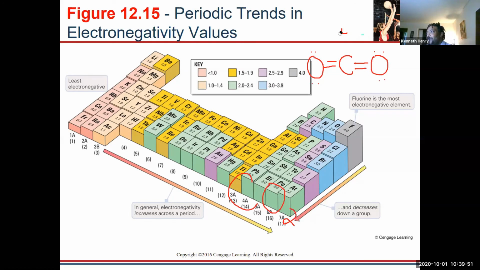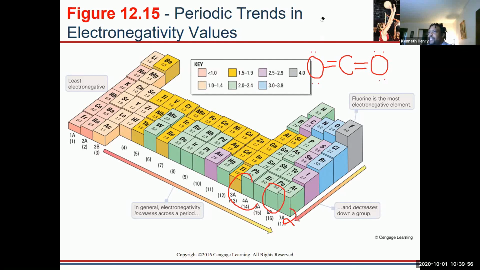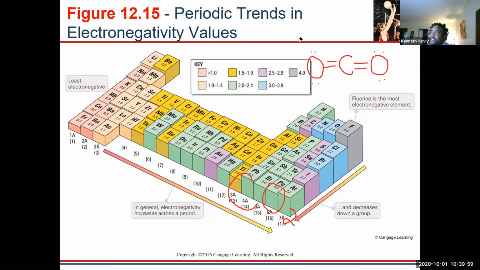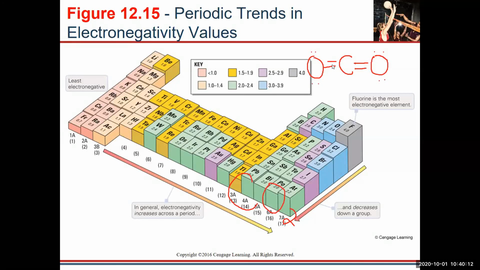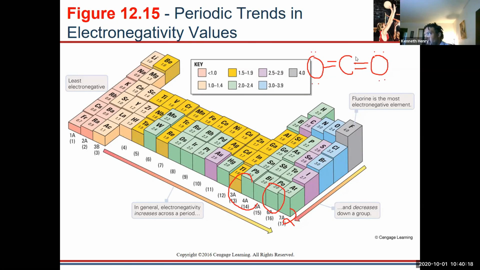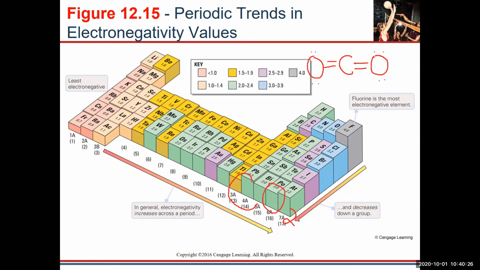Okay, so let's confirm it. So we should have a total of, what was it? 12 plus 4 is 16. So we should have a total of 16 electrons. Let's count. 2, 4, 6, 8, 10, 12, 14, 16. So I got 16 electrons. So that's good. Is there 8 around this oxygen? 2, 4, 6, 8. What about this carbon? Yes. 2, 4, 6, 8. And this oxygen? Yeah. 2, 4, 6, 8. Piece of cake? Yep. Good.